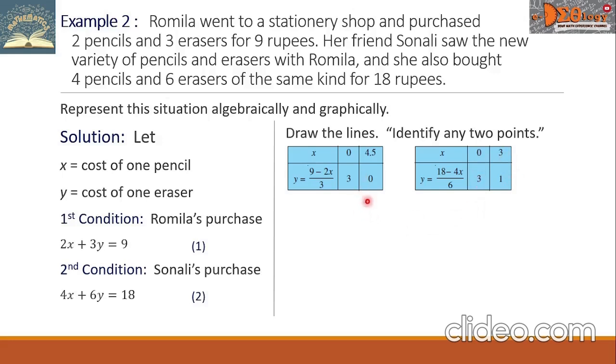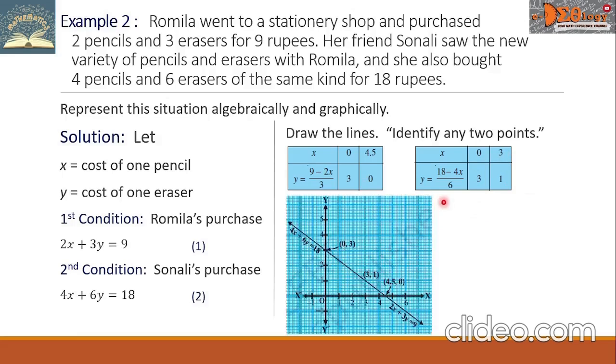Now, let us connect the points respectively to see the 2 lines. And here are the lines. This is the line for 2x plus 3y equals 9. This is the same line for 4x plus 6y equals 18. We can see that the 2 lines are coincident because the 2 equations are equivalent.